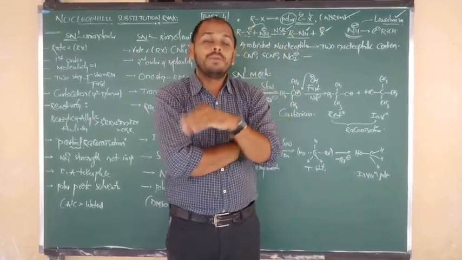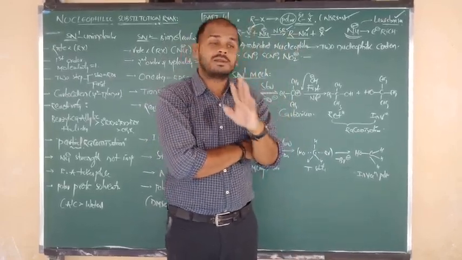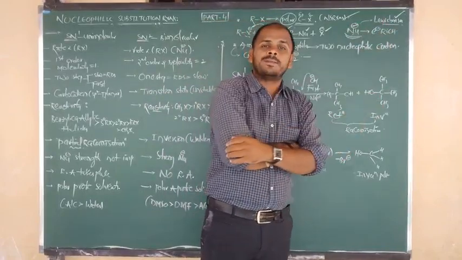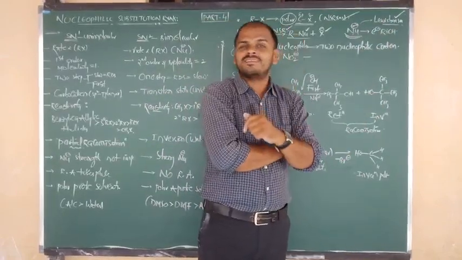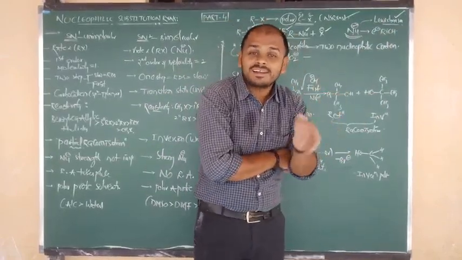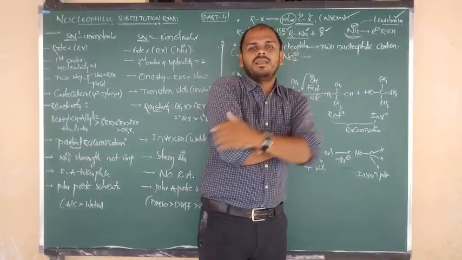Because of lone pair donors or electron donors, we can say that electron rich species are nucleophiles and electron deficient species are electrophiles.